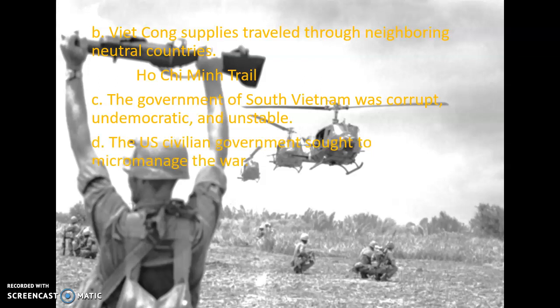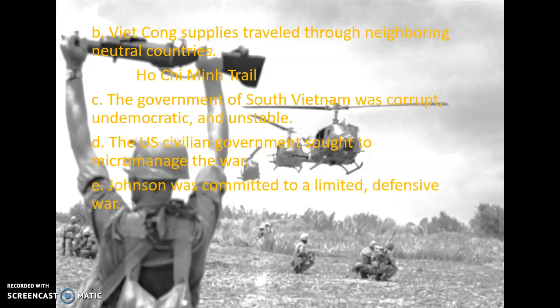Letter D, the U.S. civilian government sought to micromanage the war. Rather than setting a broad strategy and letting the military professionals determine the tactics appropriate for executing the strategy, the President and Congress let politics and the next election determine their decision-making. "Let the professionals do it" should have been the mantra. Instead, it was the politicians micromanaging the government.